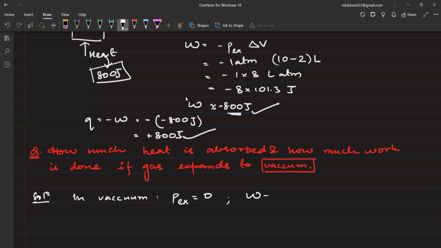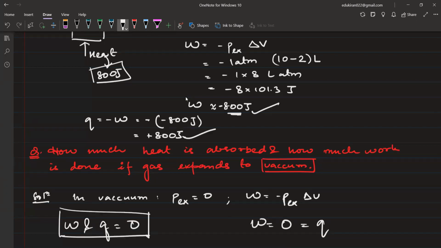So in that case W will be equal to minus P external into delta V. That is why the work done will be equal to 0. And if work is equal to 0, then this will be also equal to Q. So in this case, W and Q are equal to 0. Whenever you are expanding in vacuum, it does not require any work, it is going to be 0. And the heat absorbed will also be equal to 0.